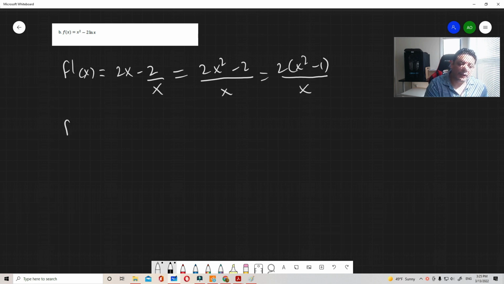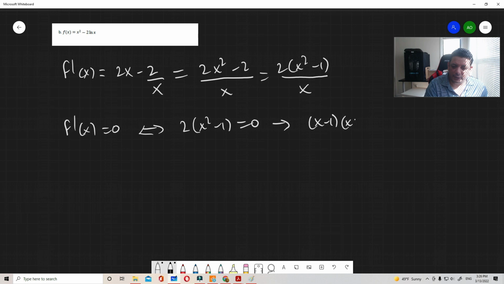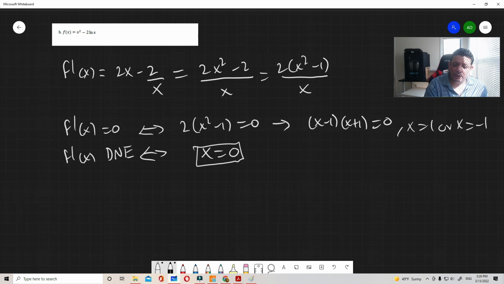Okay. Clearly, for critical points, we're going to check f prime of x equals 0, which is going to lead to 2x squared minus 1 being 0, which is going to lead to x minus 1, x plus 1 being 0, since 2 is never 0, and that's going to lead to x equals 1 or x equals minus 1. Now, we can also have for critical points the case where f prime of x does not exist. So the case where f prime of x does not exist is where the denominator is going to be 0. Okay, so we have 3 main critical points.